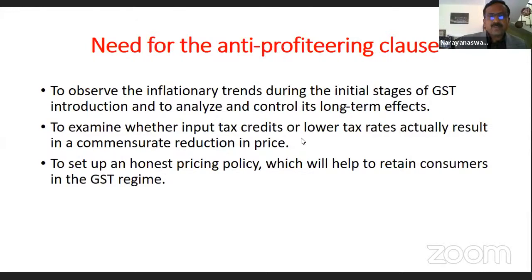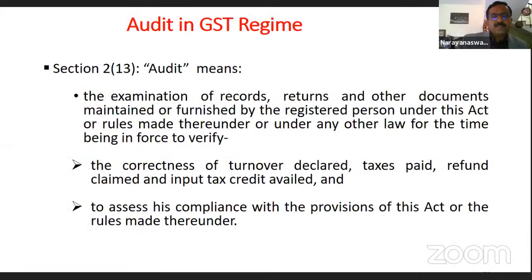So the requirement for having an anti-profiteering clause was to observe inflationary trends during the initial stages of GST and control them in the long term, to examine whether input tax credit or lower tax rates actually result in a commensurate reduction in prices. And it also urges the business entities to follow an honest pricing policy. This is one of the methods to curb inflation, and we are fairly successful in that.